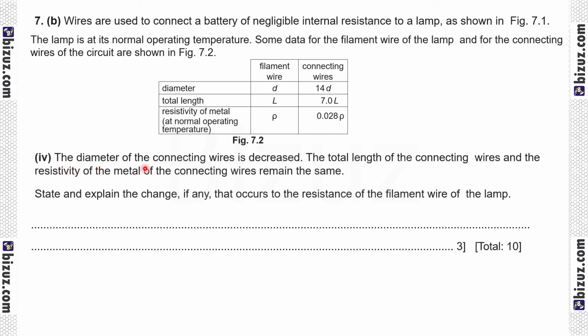7B4, the diameter of connecting wire is decreased. The total length of connecting wires and the resistivity of metal of the connecting wires remain the same. That means connecting wire diameter is reduced, but the length remains the same. And the resistivity, that means material, also remains the same. State and explain the change, if any, that occurs to the resistance of the filament of the lamp.